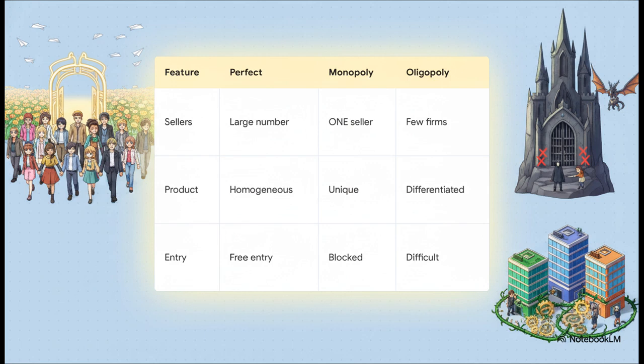And then sitting right in the middle, you have an oligopoly, which is dominated by just a few firms selling differentiated products, where entry is tough but not impossible. Recognizing these stark contrasts really helps cement exactly why our perfectly competitive firm behaves the way it does.